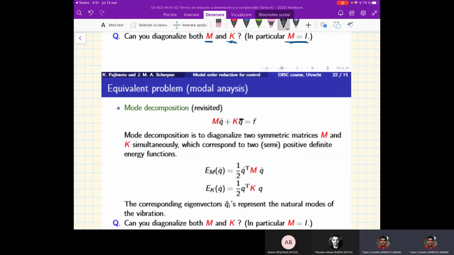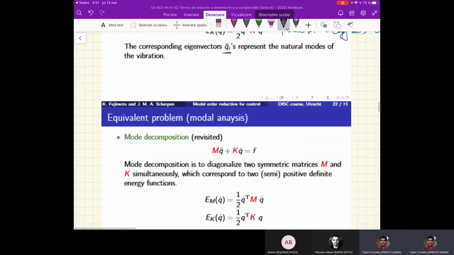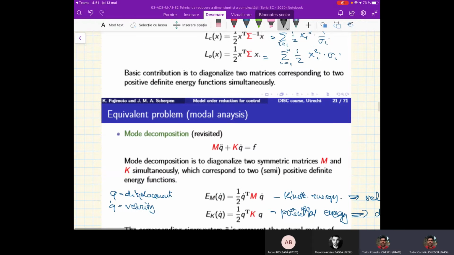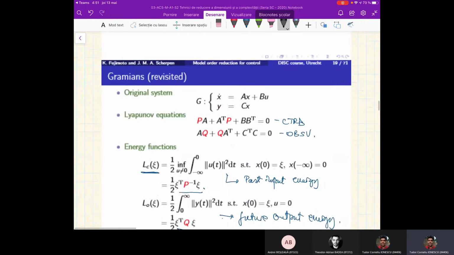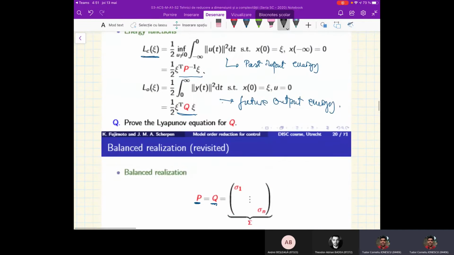Mind you, this is just Q. This is not Q dot. It's a mistake here. This is just Q, because otherwise it doesn't make sense. You have only damping and no potential term, and that's ridiculous. You see my point, don't you?